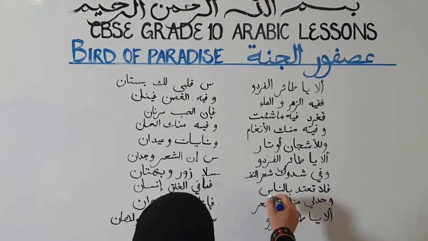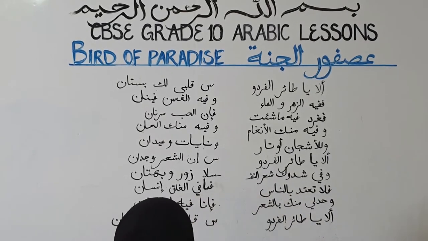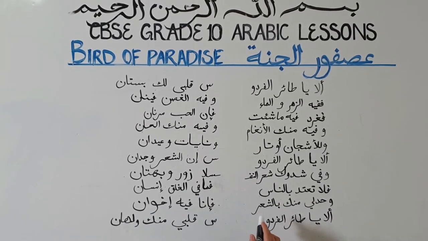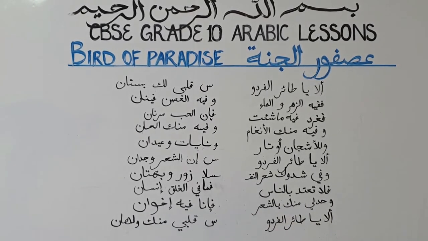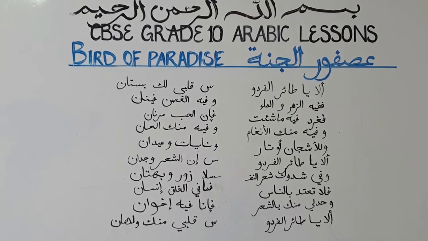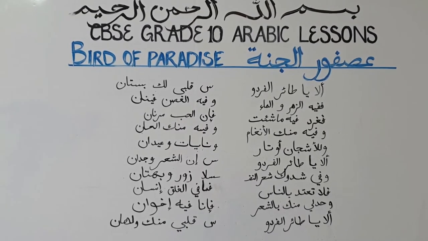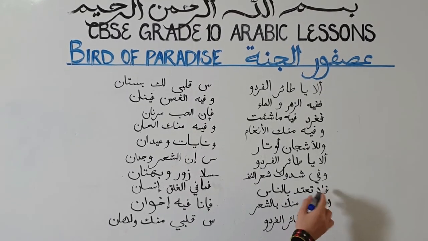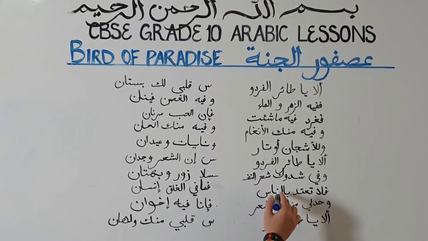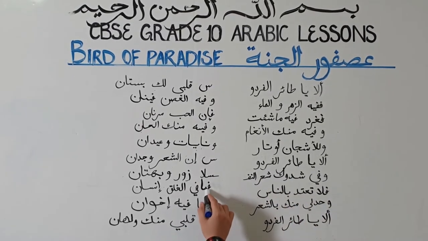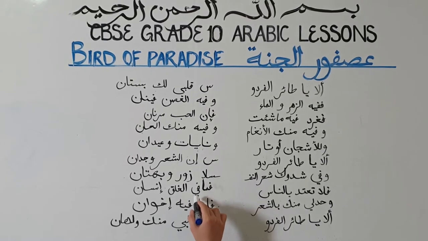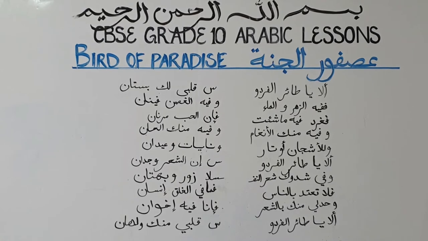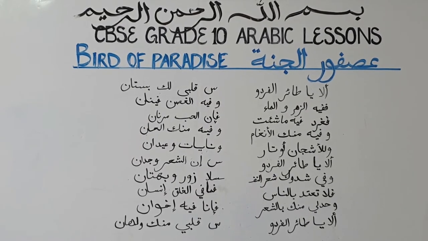فلا تغتد بالناس فما في الخلق إنسان. Here he is saying to the bird, don't take people at their face value, because there is no human being who understands the real value of a bird, and no one is worthy of being called a man. لا تغتد means don't count, بالناس anyone among the human beings, فما because there is not, في in, الخلق the creation, إنسان, a man, because no one among the creation is worthy of being called a man.